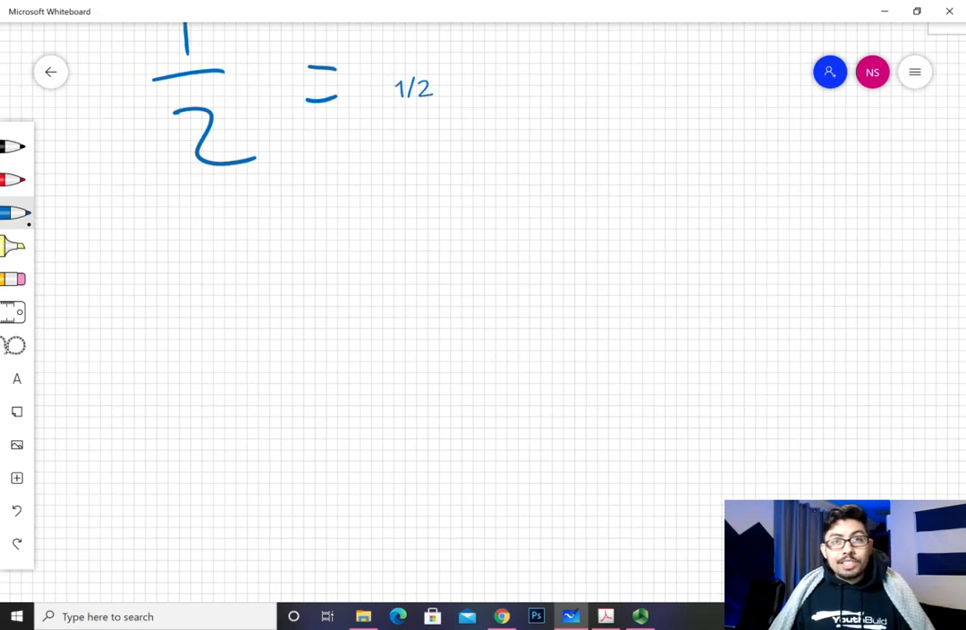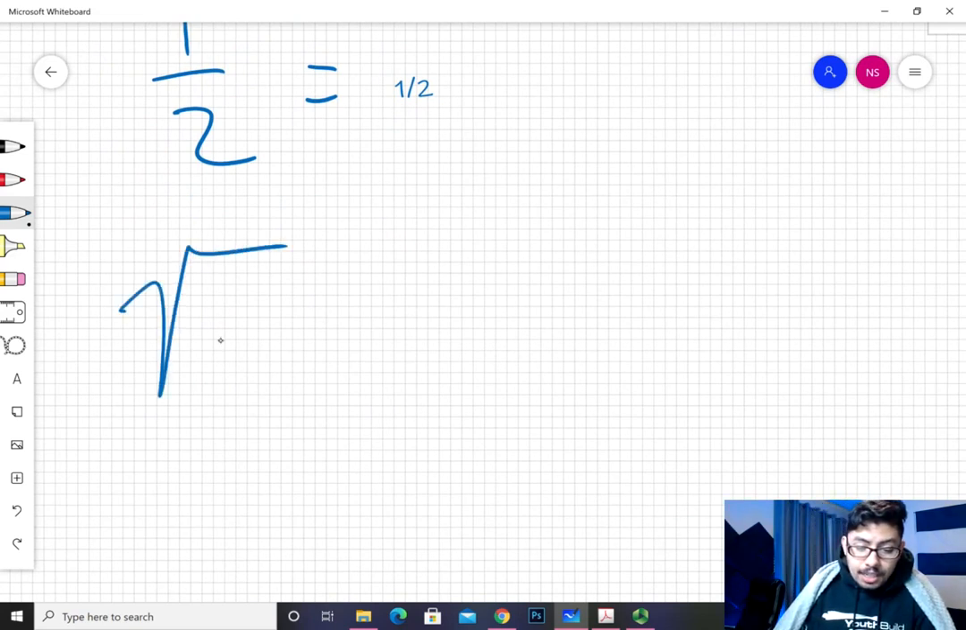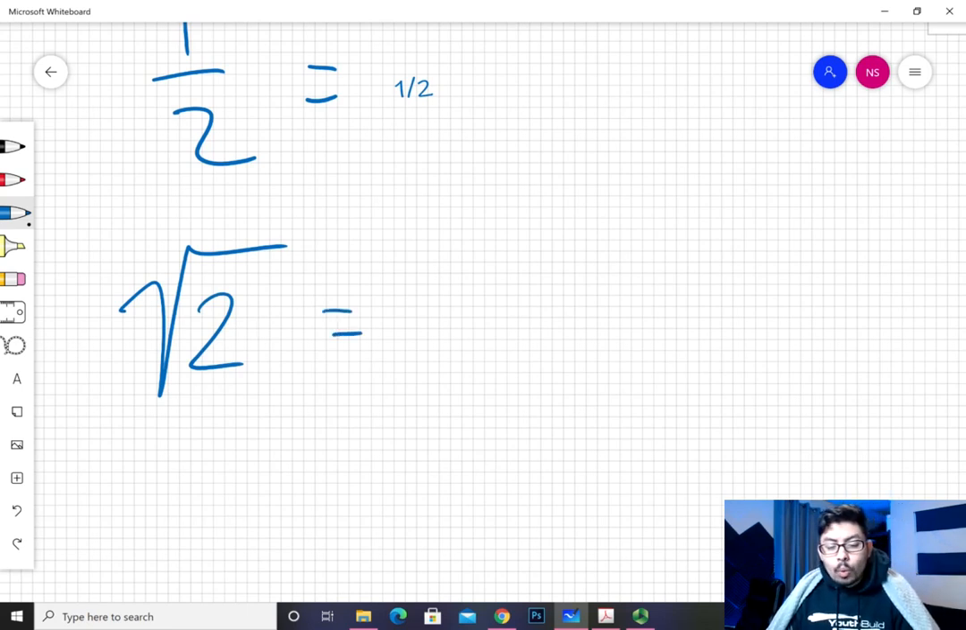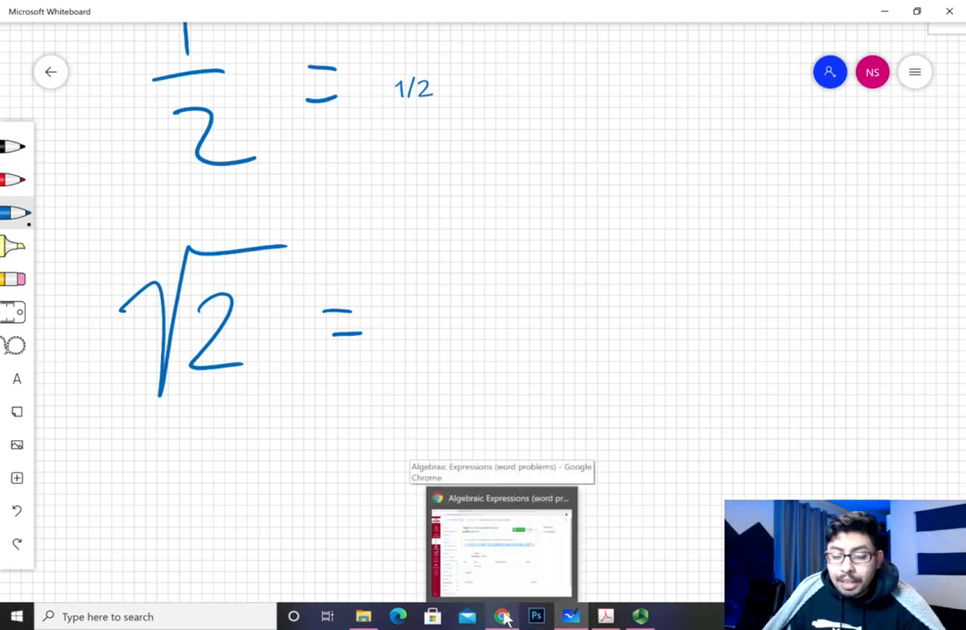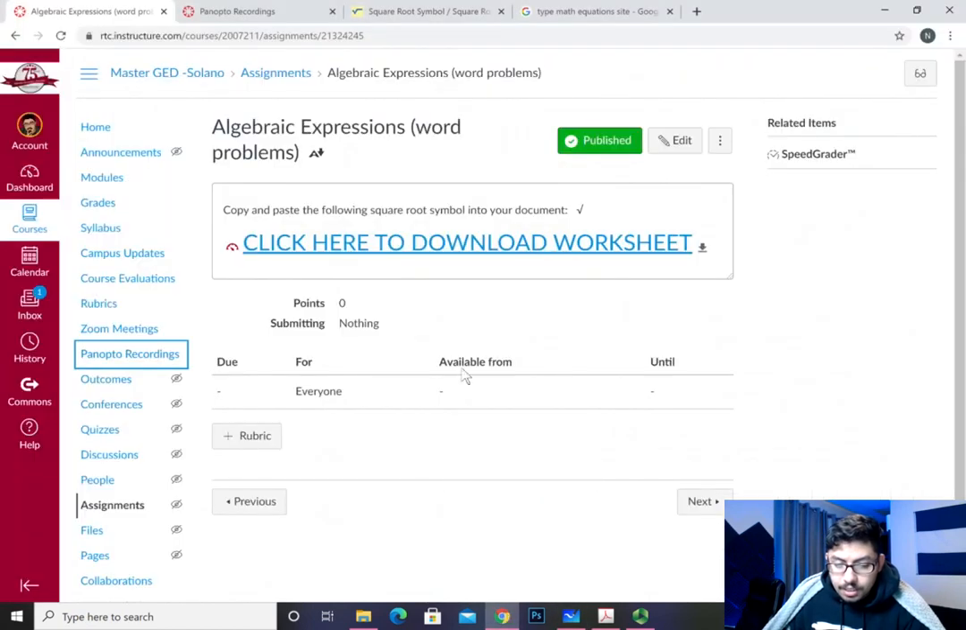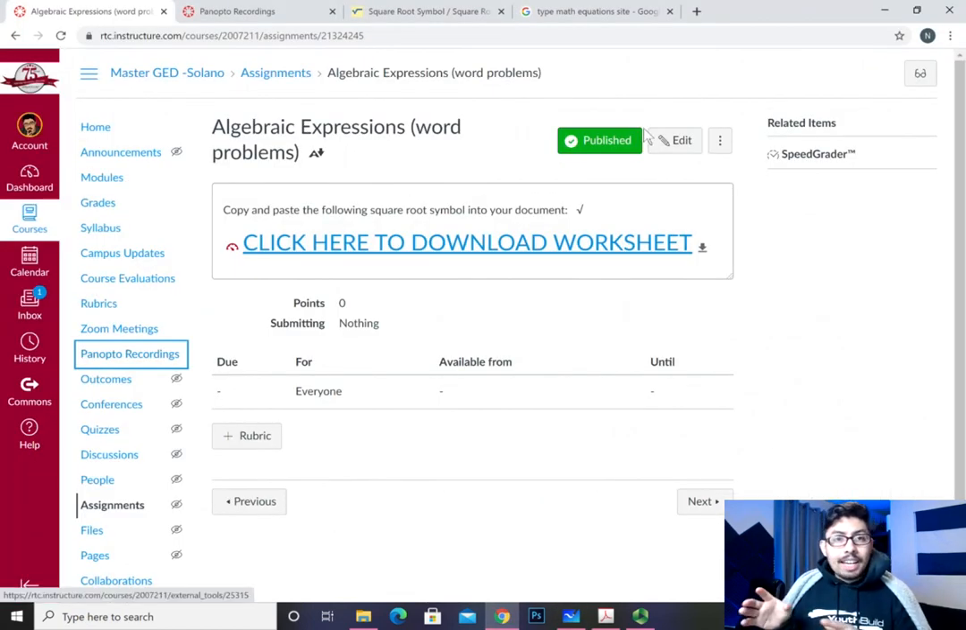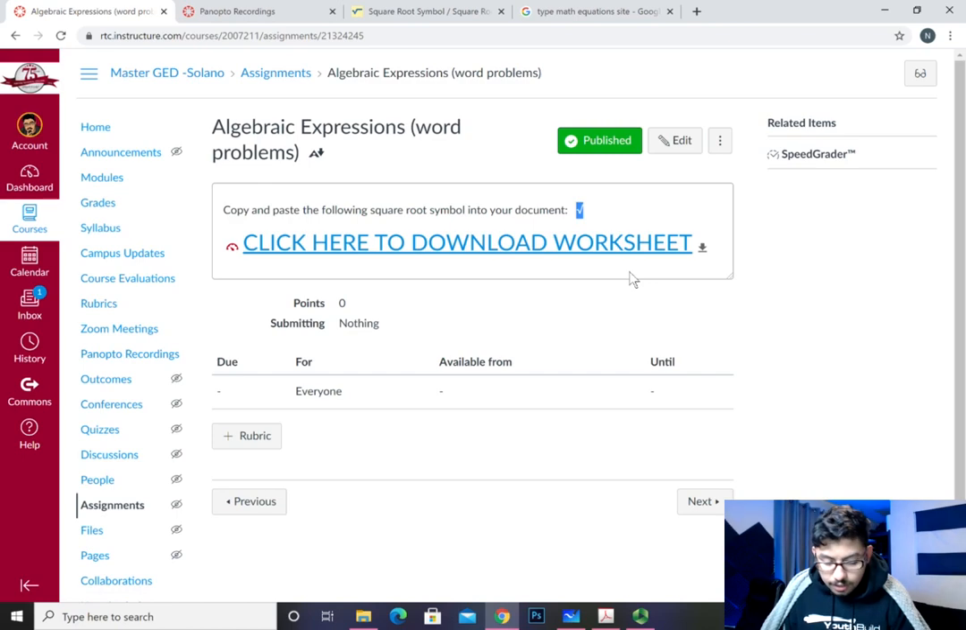The last one, which is the main reason why I'm doing this, is the square root sign. If you have to do the square root of 2, let's just do 2 for right now, the way you're going to do that is actually pretty complicated because there is no button for it on our keyboard. Again, if you have alternatives to do any of this, please by all means use them because it'll help you. But the way you're going to do it is, when you click on next, when you go to download the worksheet, you're going to be looking at this right here. Click here to download the worksheet. But before that, look here. Copy and paste the following square root symbol into your document. I want you to copy this little symbol, copy.